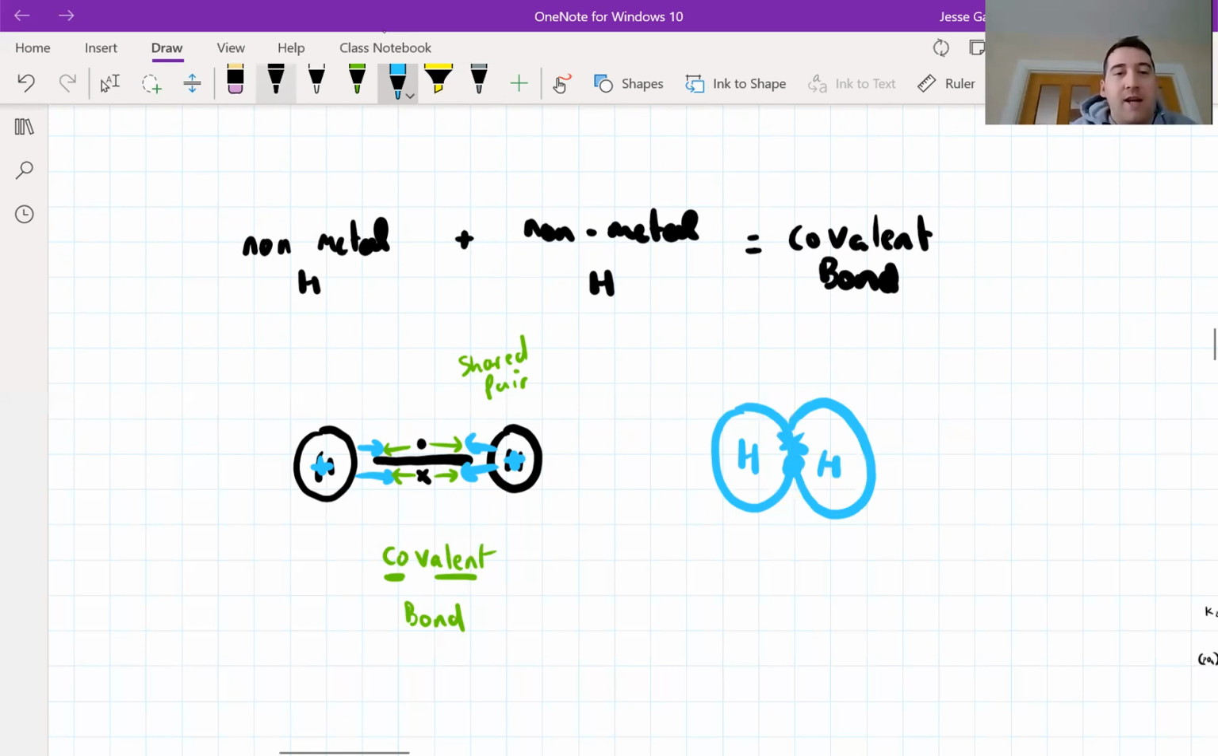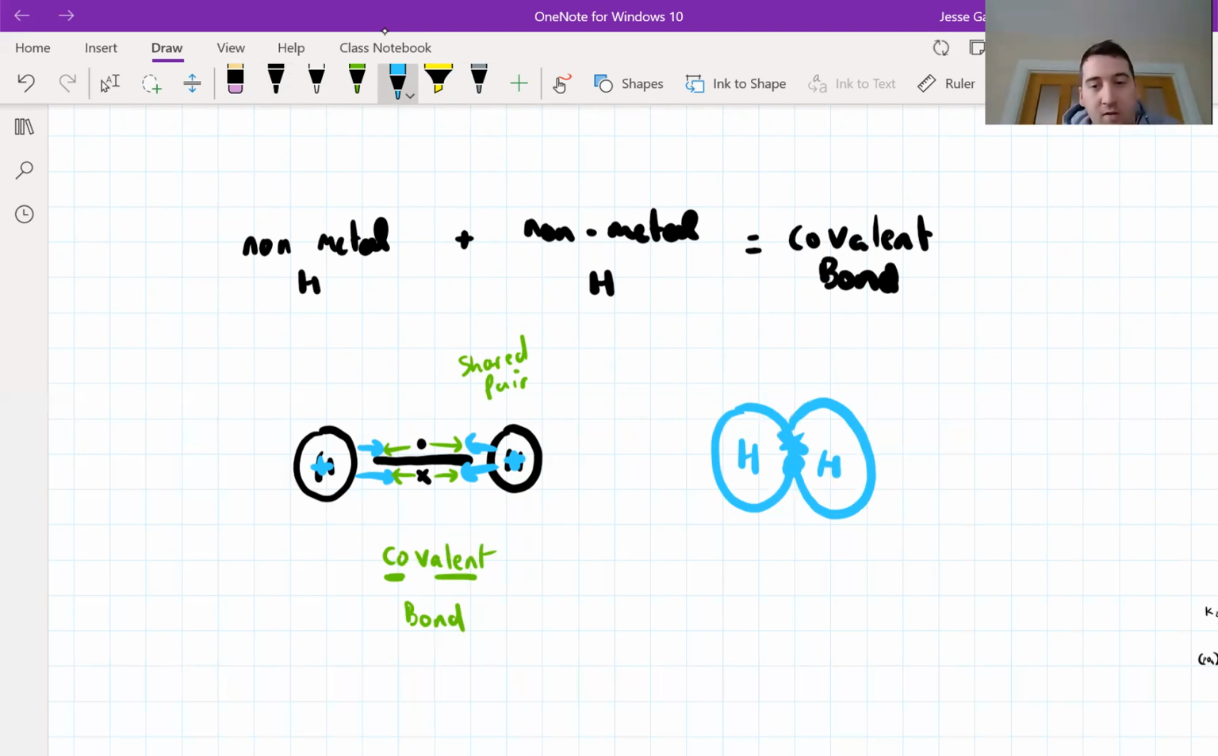Maybe I'll just do it in a different color so it's more clear. So I'm going to draw the electrons in black instead of in blue, because I don't think they're coming up very clear right now. Sorry, my pen is struggling to change color here. Okay. Yeah, that's not playing ball with me, so I'll just have to go with it.